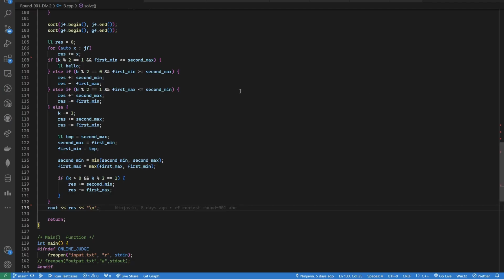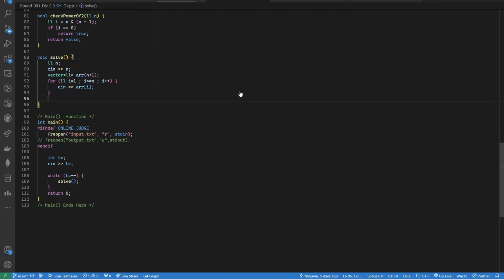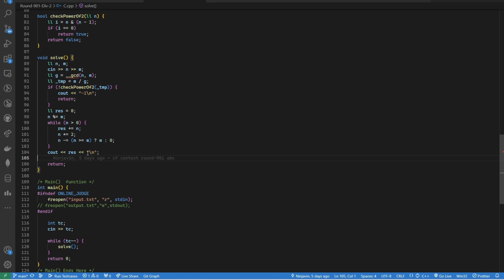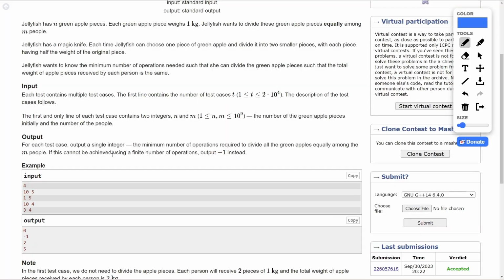That's it. I'll just show you the code for it. Okay, this is the code. So here we also have a condition to check if it is impossible to divide the number of apples using a finite number of operations. If it's impossible, we will give -1. So think of a case like n is 10 and m is 3. This we will never be able to divide. 10 by 3 is like 3.3333 something. So we will never be able to divide in finite operations.